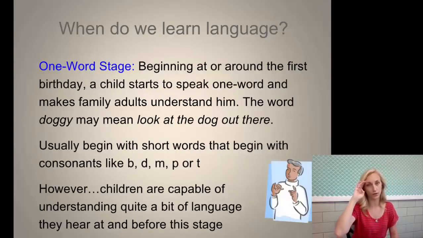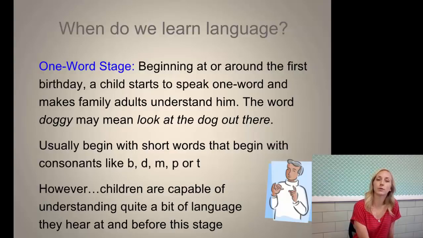Then they enter the one-word stage, and beginning at or around the first birthday, a child starts to speak one word and makes family adults understand him. So the word doggy may mean, look at the dog over there. Or eat means I want to eat. But all they say is eat. That's the one-word stage. And it usually begins with short words that begin with consonants. So like B, ball, D, dada, or doggy, right? Mama, and P or T.